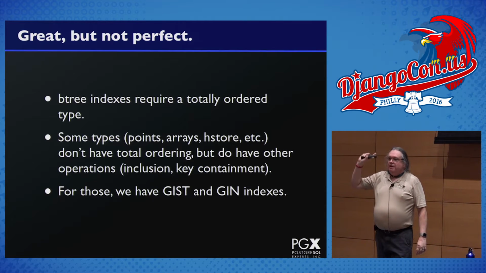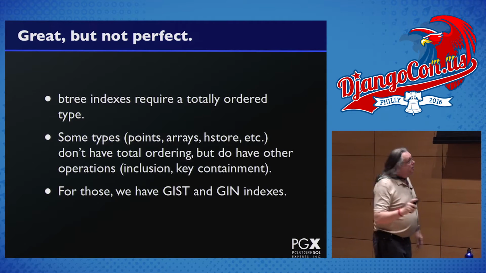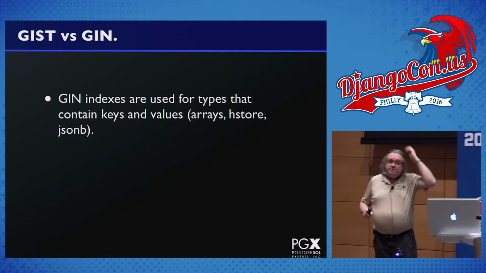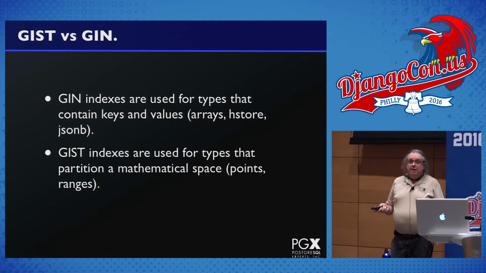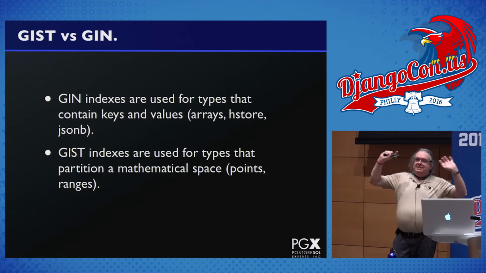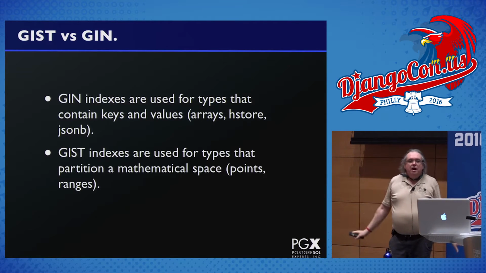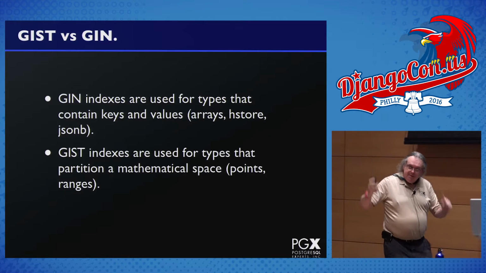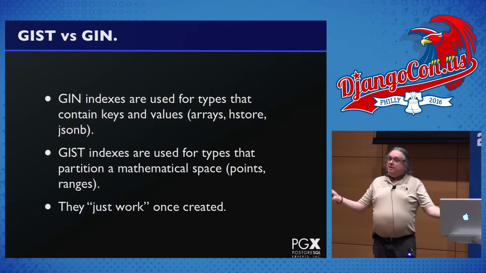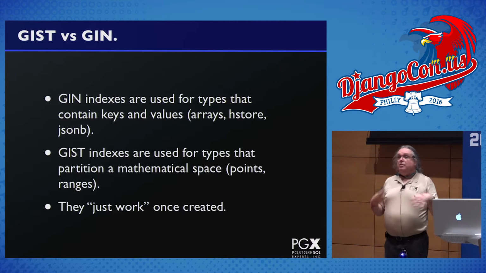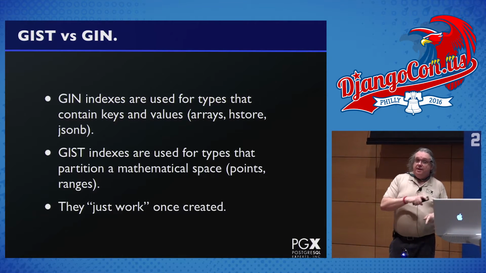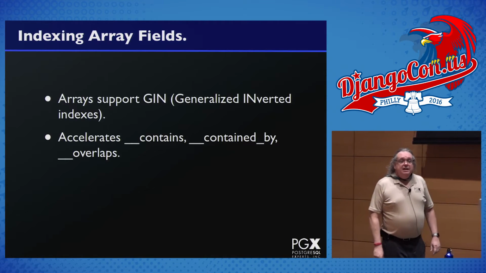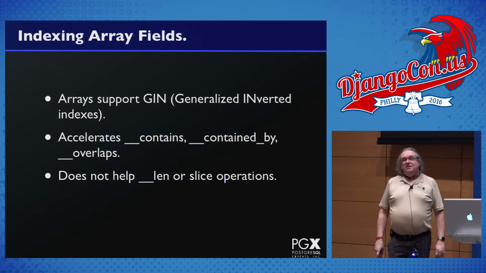So, never fail. When in doubt, Postgres has your feature waiting for you. It'll do GiST and GIN indexes. GIN indexes are used for types that contain keys and values, like arrays and HStore and JSONB. And GiST indexes are for types that partition a mathematical space, like a point or a range or something like that. The nice part about them is once you create them, just like any index, they just work. If it can optimize a query, it will. You don't have to say, oh, by the way, on this query, use this index. So indexing array fields, generally you want a GIN index. It accelerates contained by and overlaps. It doesn't help with length or slice, sorry.